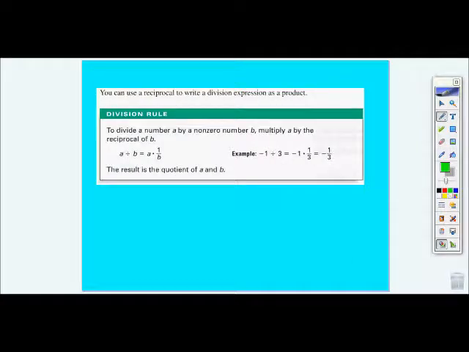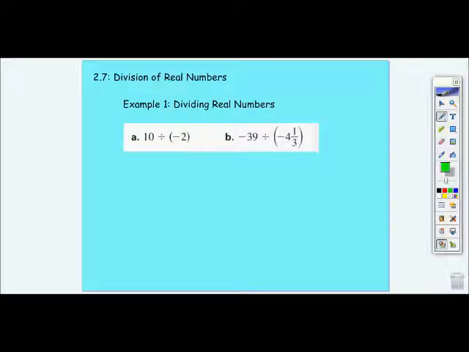And it says you can use a reciprocal to write a division expression as a product. And again, when you see this in action, I think this is going to make much more sense to you. So we're going to move along. You can pause if you want to. So example 1, dividing real numbers. So we're going to start out with just dividing.